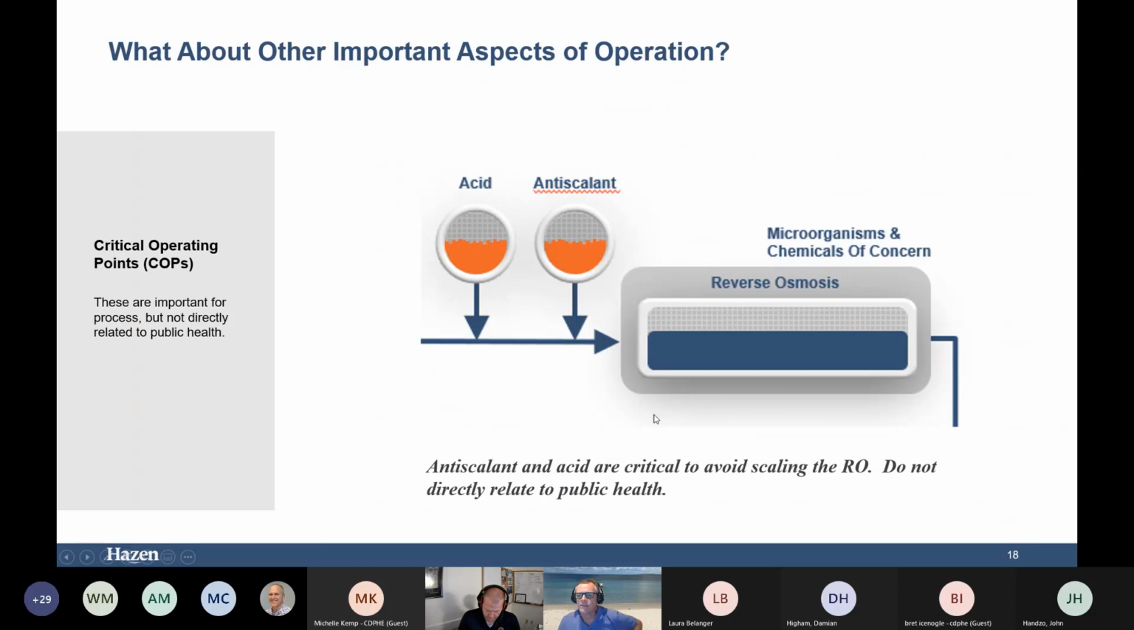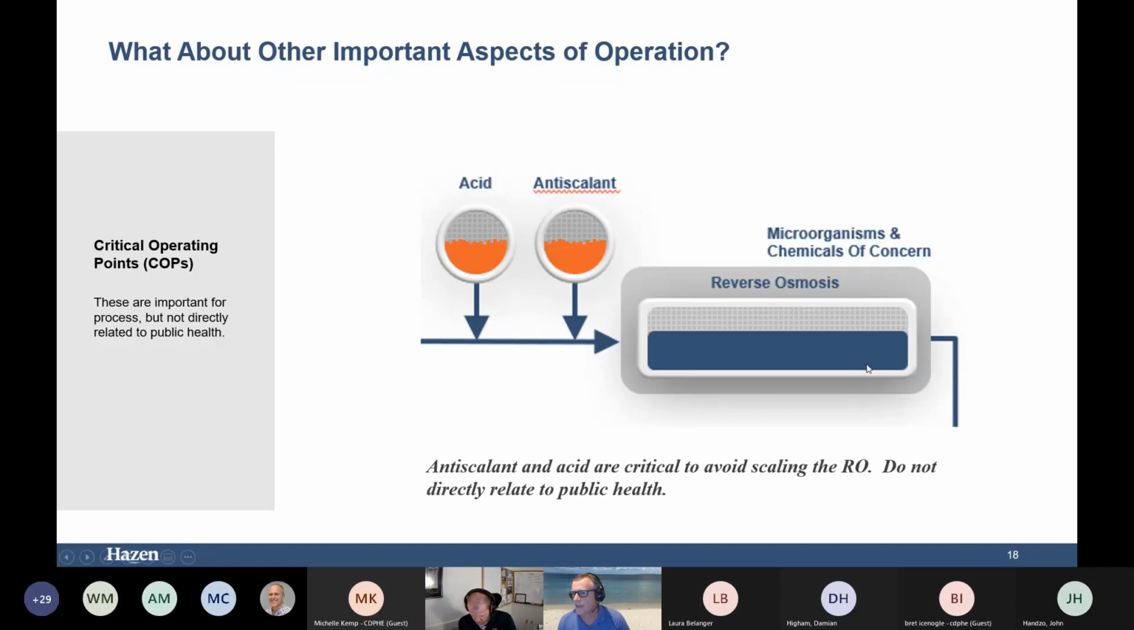Now, what about the other important aspects of operation? One of the things that people often ask when we walk through critical control point assessments is, what about scaling an RO? What about fouling a filter? What about all of these things that are important to me as an operator to make sure that I maintain production, that I don't ruin some of my infrastructure or require additional maintenance? They're very important. But we want to separate the things that are important directly for public health from the things that are important for other operations.